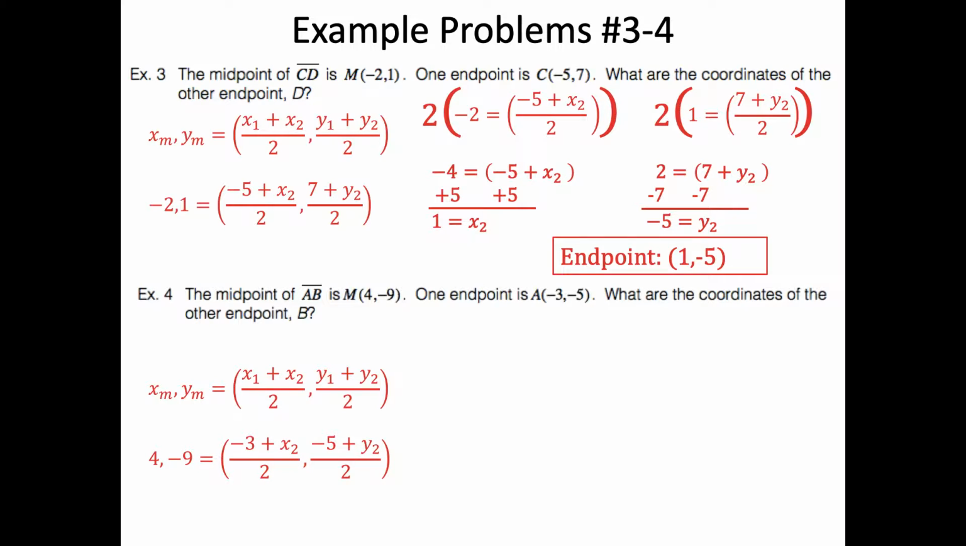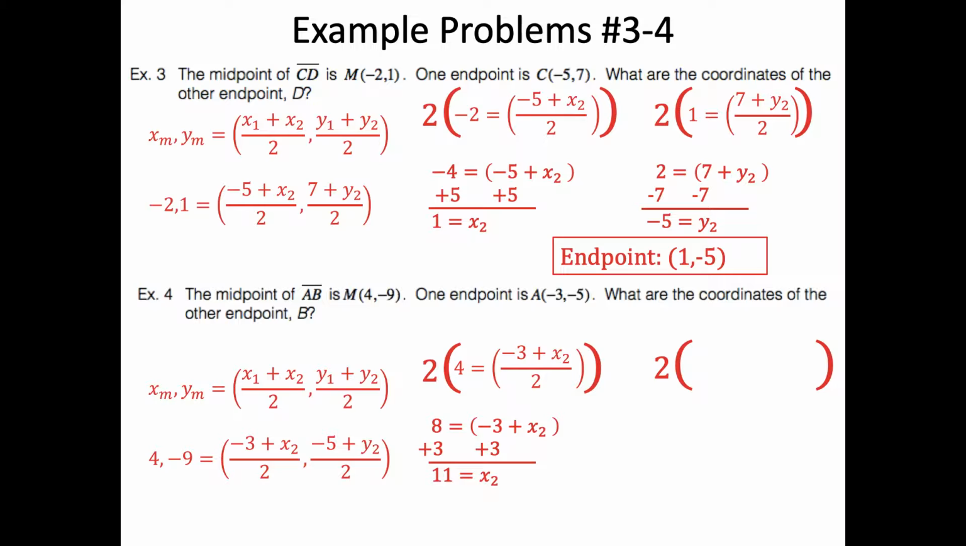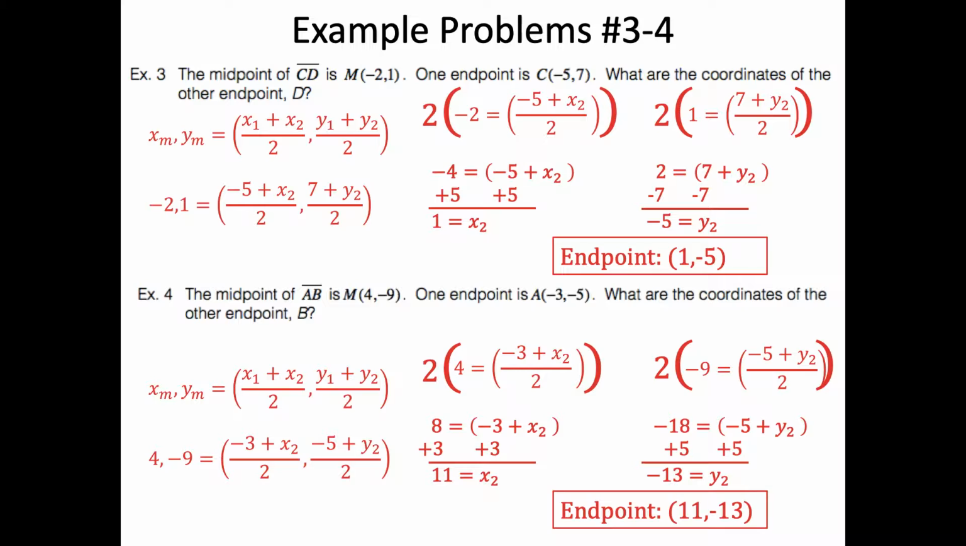So 4, negative 9, and negative 3, negative 5. Plug those in. Now I can just turn them into two equations. For the x, multiply by 2 to get rid of the 2 on the bottom, add 3, and I've got x2 equals 11. Here's the y. Multiply by 2, and I get negative 18, add 5, and I have y2 is negative 13. My point is going to be (11, negative 13).